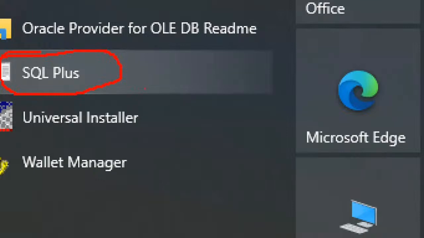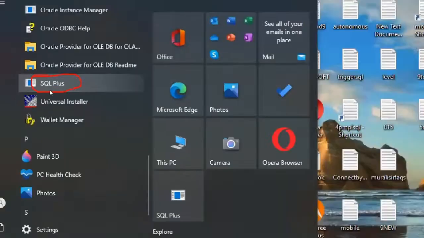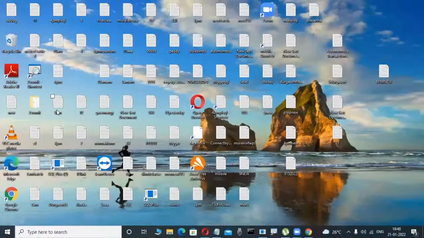Again, SQL Navigator is a tool, Toad is a tool. Those are all explicit GUI tools. But this is SQL Plus, you are not required to load it. Once we load the Oracle software, automatically that SQL Plus tool is available.